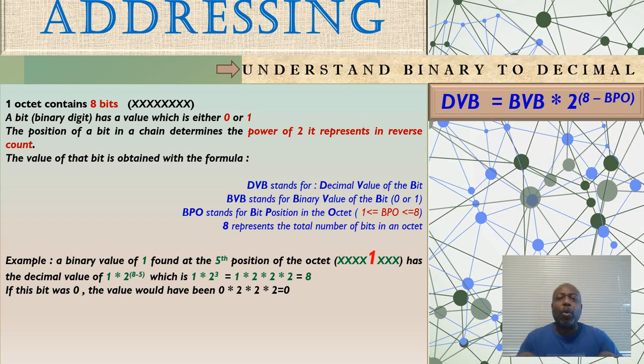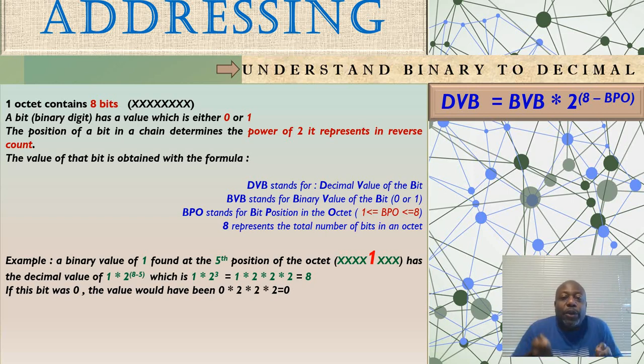We're going to ignore the other XXXX and we consider the 1 there. So we want to determine the decimal value of the 1 that appears in this chain. XXXX, 1, XXX. First question, what's the position of that 1 in the chain? Of course, you are right, it's the 5th position because we count from left to right. So it is the 5th position.